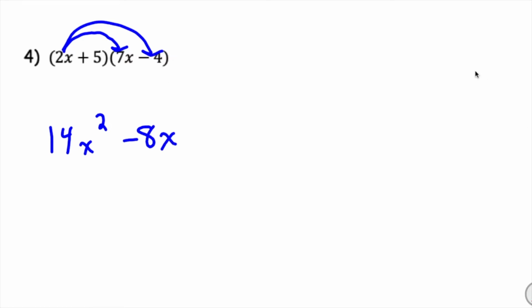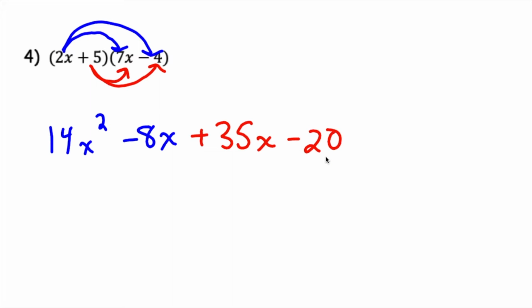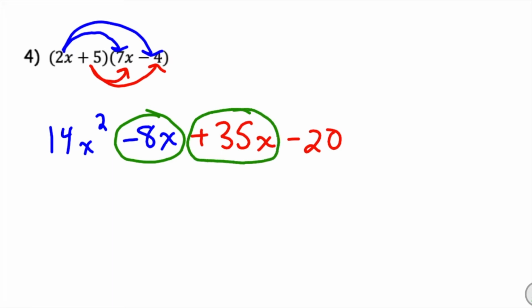Up next, we're going to multiply this 5 through. So 5 times 7x. 5 times 7 is 35x. And 5 times negative 4 is negative 20. Next step, this is where the simplify completely comes into play because these two terms here in the middle are like terms that need to be combined together. So we will do that.